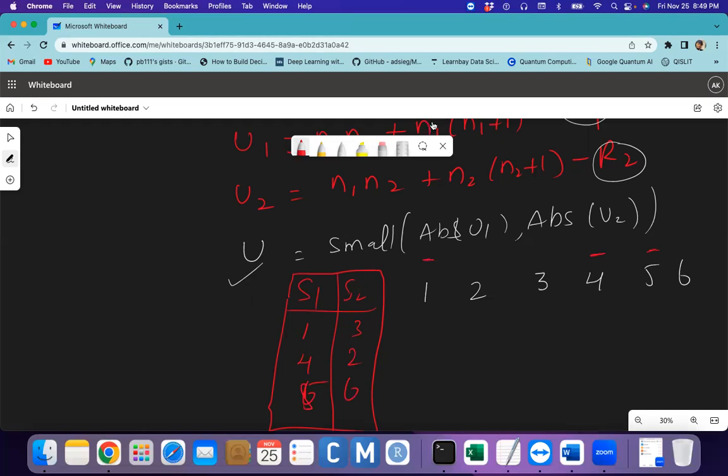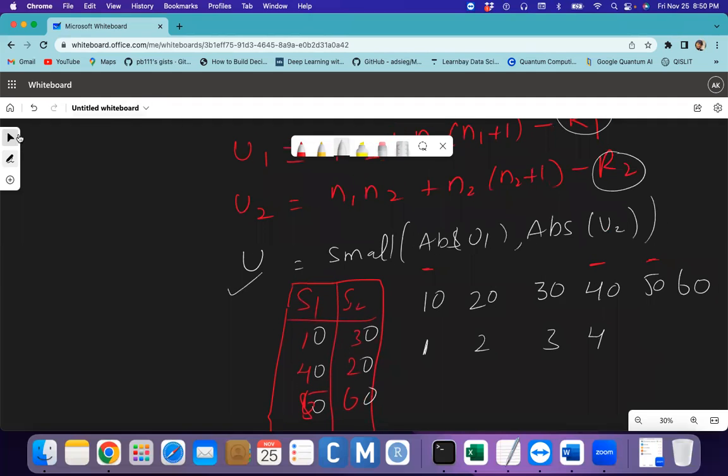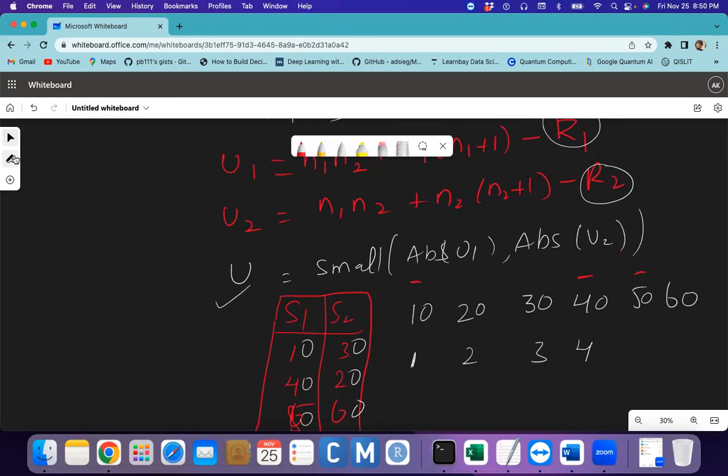Okay, now what should I do? The rank is, this is rank 1, this is rank 2, this is rank 3, this is rank 4. But actually the values are, let me consider, 10, 20, 30, 40, 50, and let me consider 60, so you don't get confused. This is rank 1, 2, 3, 4, 5, and 6.